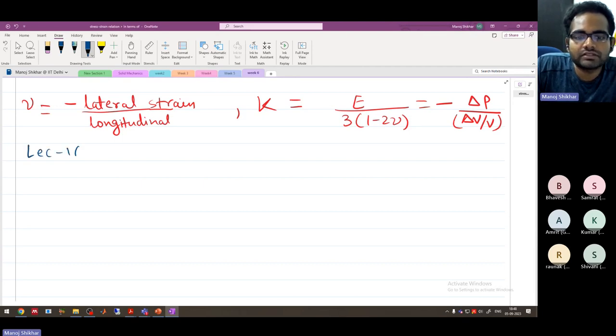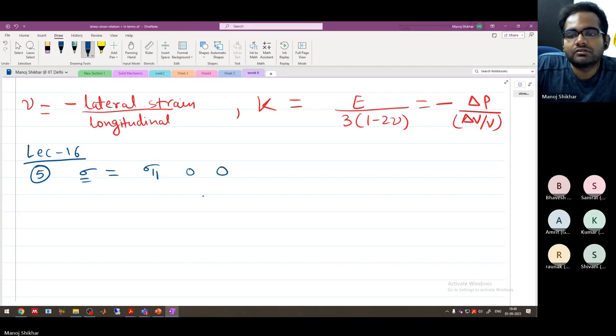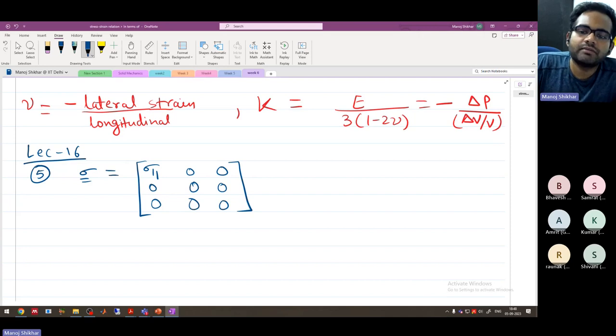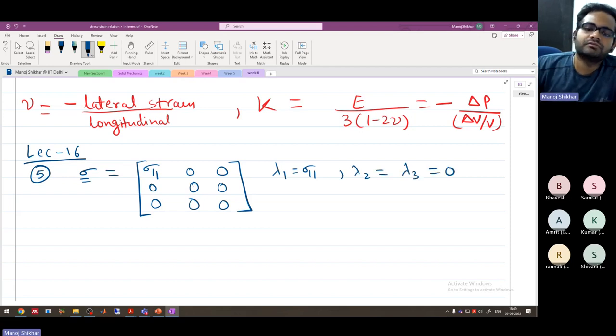So lecture 16. First time I will be going through objective questions. So question number 5. They have given you that the cylinder is uniaxially loaded in tension. So our stress matrix will look something like this. So from here, what can you say about the principal stresses? There are 3 principal stresses. Lambda 1 is sigma 11. Lambda 2 is equal to lambda 3 and it is equal to 0.